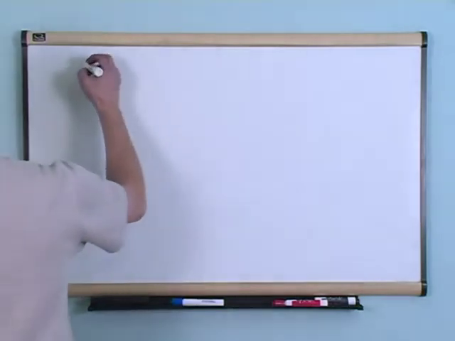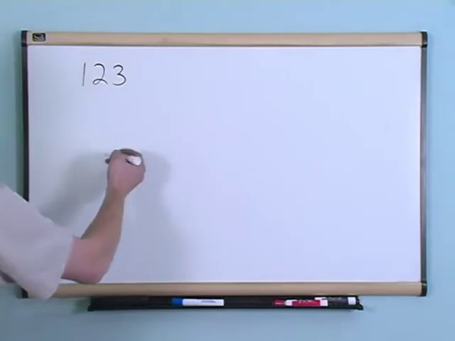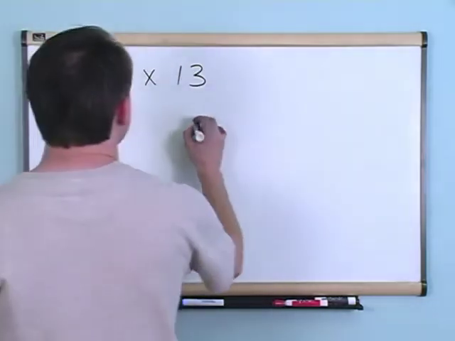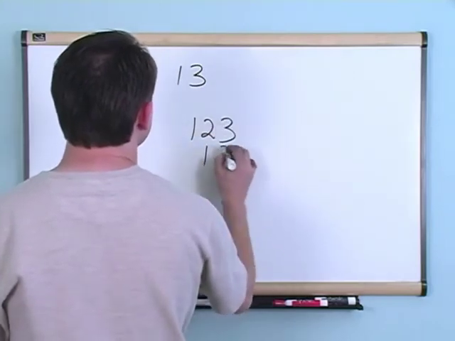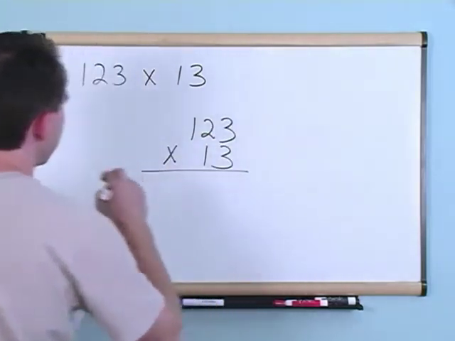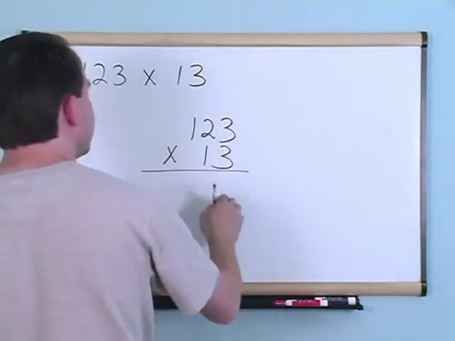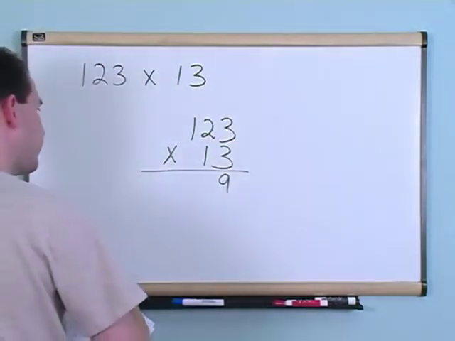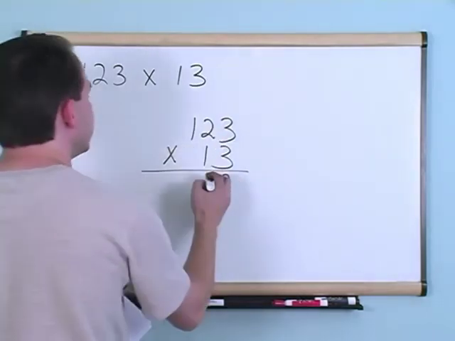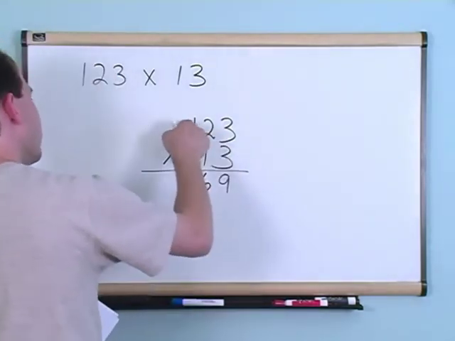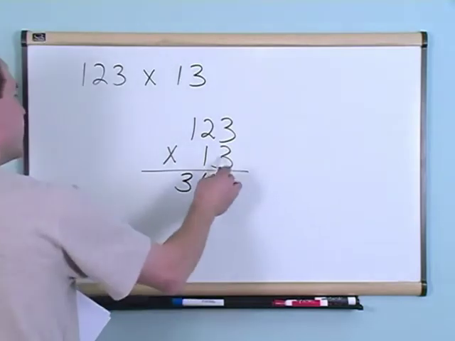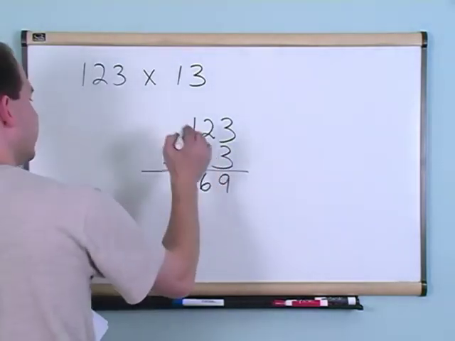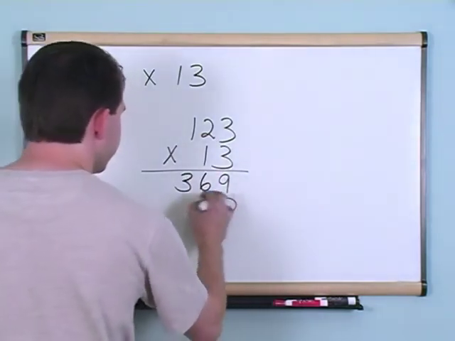What if you had 123 times 13? Okay, how would you do that? Same thing. You start at the right and go from there. 3 times 3 gives you 9. Okay, 3 times 2 gives you 6. 3 times 1 gives you 3. So you multiplied each digit by what we had on the bottom. Now we're going to move on to this digit, and because we're going to do that, we have to put a 0 there. Okay?